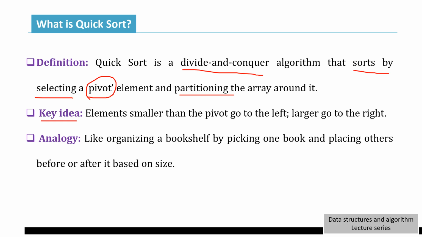For example, you're organizing a bookshelf by picking one book. Suppose you're having some bookshelf like this. Then you pick one book and place others before or after it based on the size of that book. So basically, you are picking one book and then arranging the others based on whether they are smaller in size or larger in size. Over time, the whole shelf will be arranged in an organized manner.